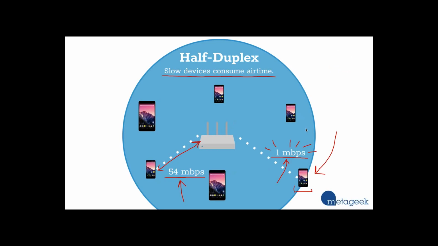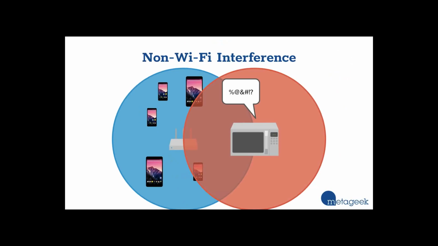So we want to design our networks to work quickly and efficiently. We want devices to get on the air and get off the air very, very quickly, because remember, only one device talks on a channel at a time. Now, what we're here to discuss today is non-Wi-Fi interference. That's what we're going to focus on for the majority of this webinar.